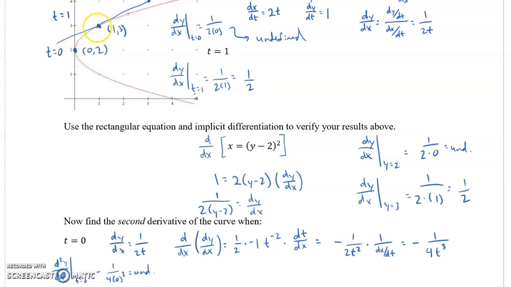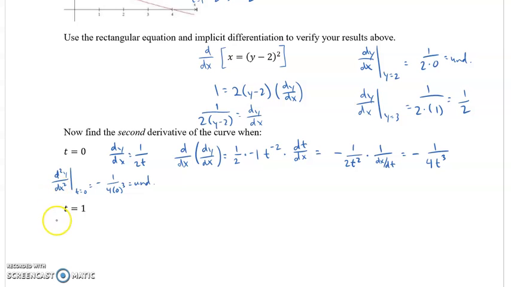Now, when we find the concavity or the second derivative at t equals 1, we expect to get a negative answer because it's concave down. So let's see what we get. We get d squared y/dx squared evaluated at t equals 1 is going to be negative 1 over 4 times t cubed, where t equals 1. And that's going to give us the negative answer of negative 1/4. Fantastic.